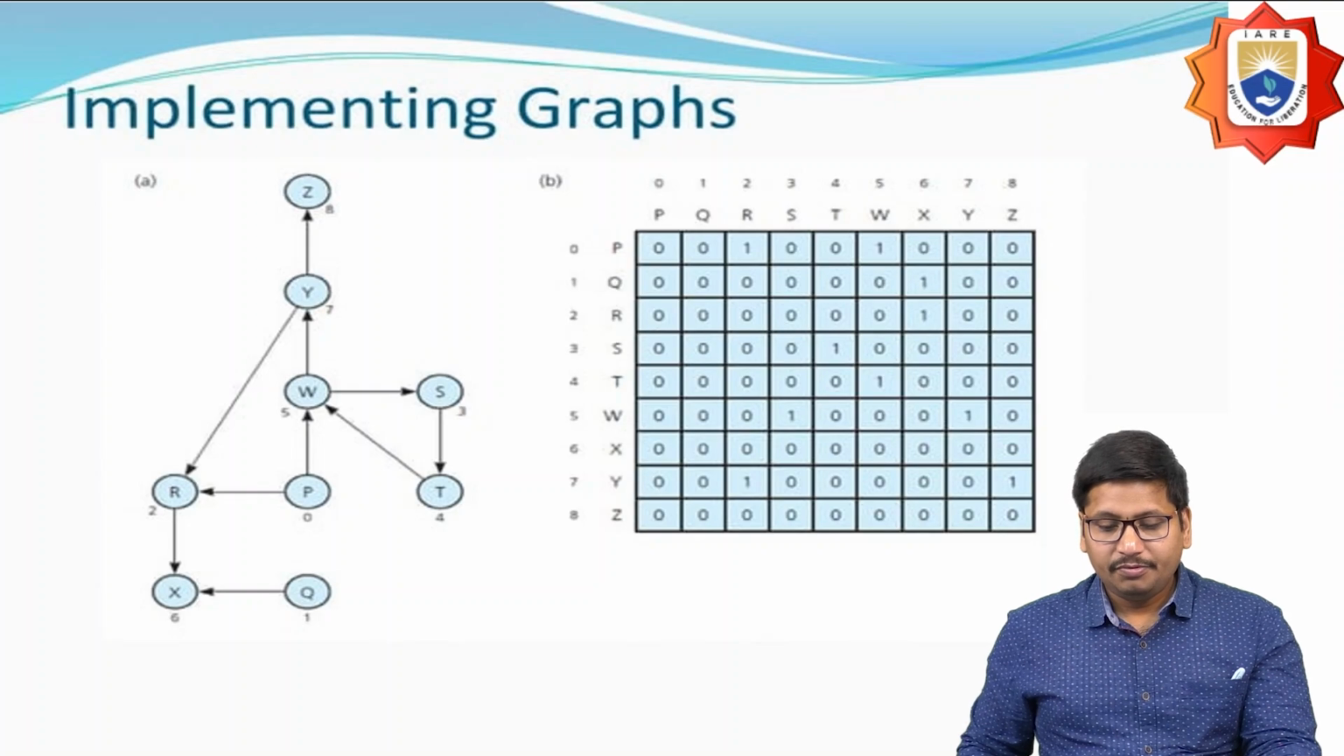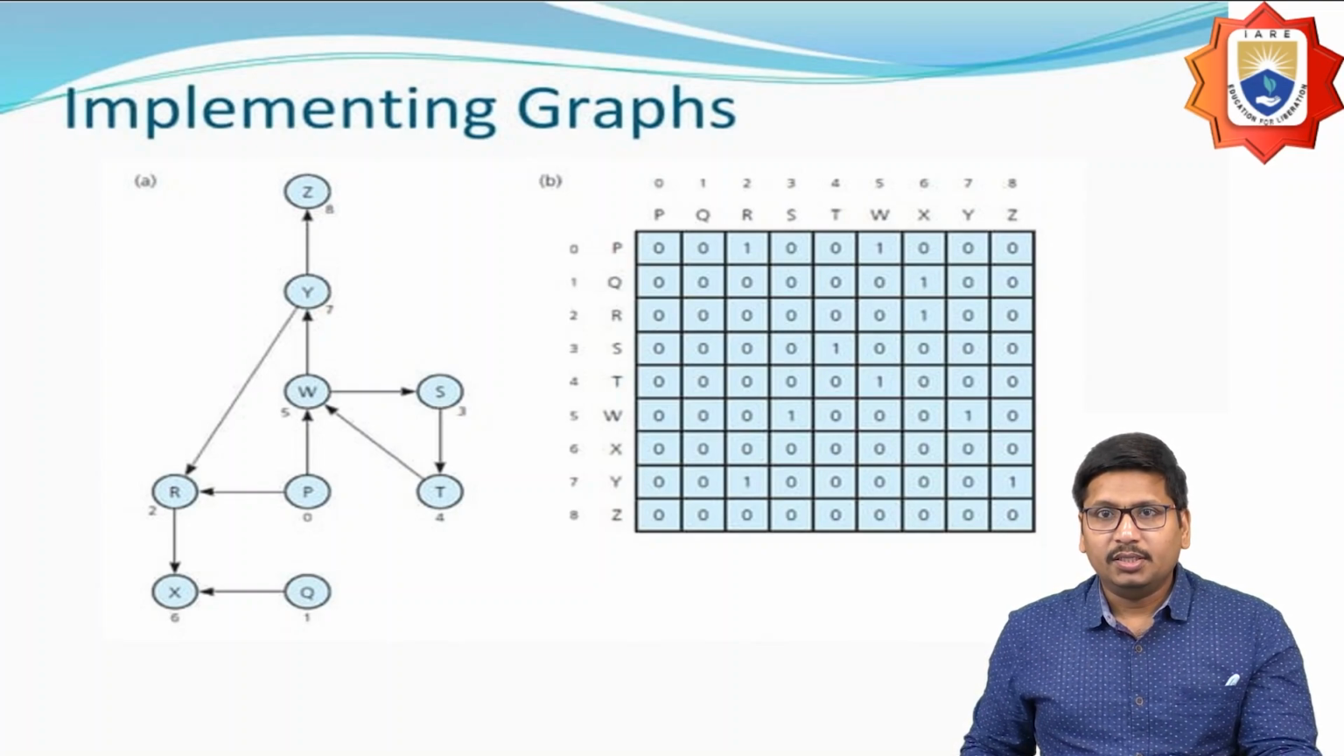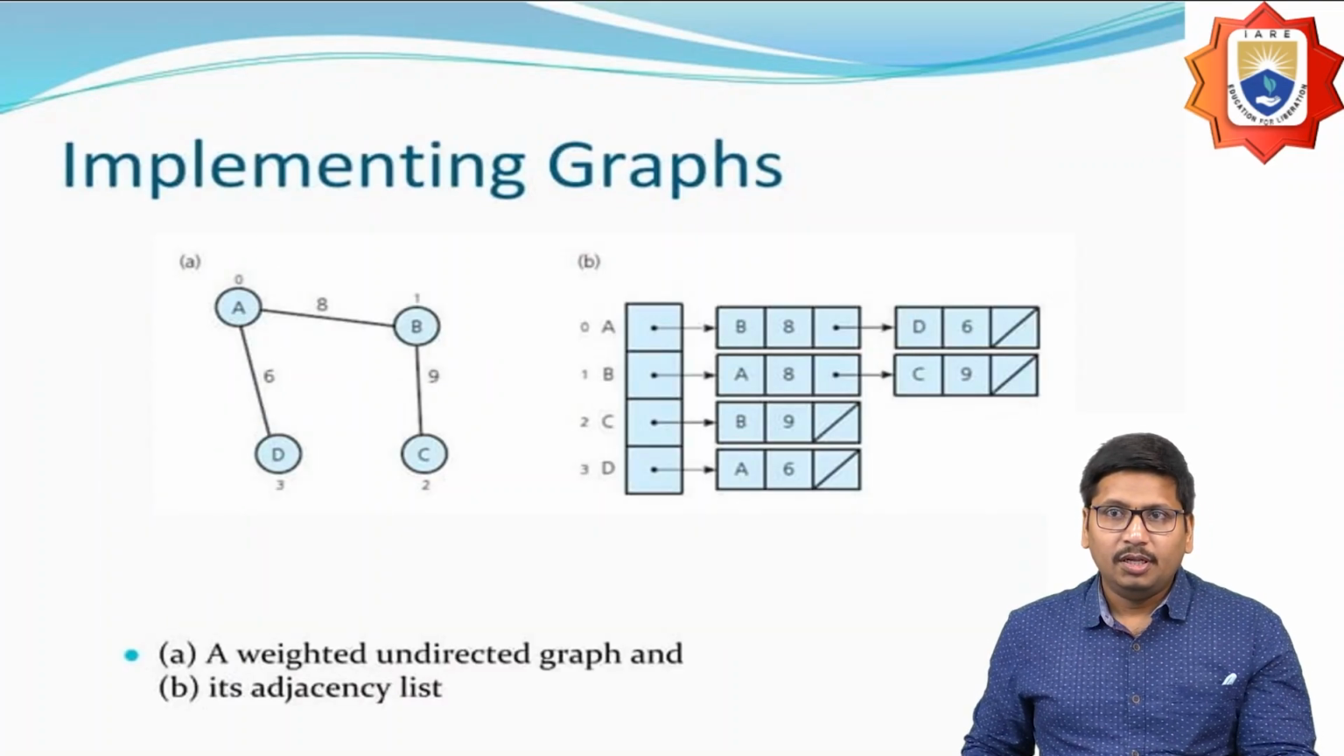So implementing graphs. This is the way of representing a graph using adjacency representation. Taking the vertices along the x-axis and y-axis, if there is an edge we mark it as 1, otherwise it should be 0. Now the linked list representation of graphs.